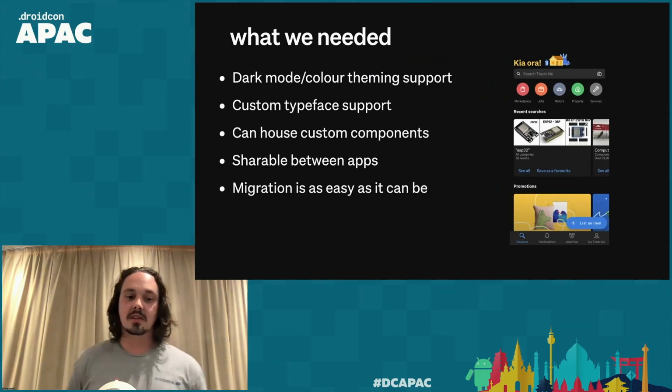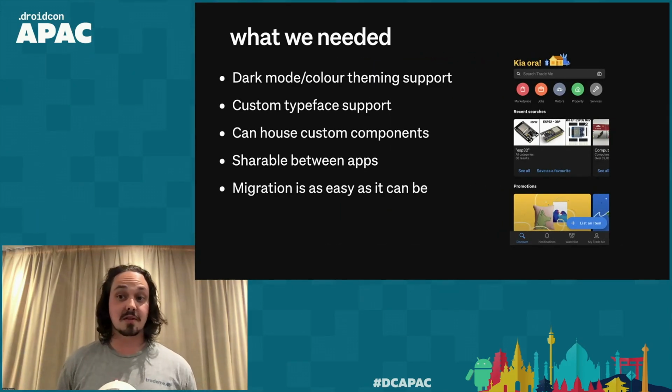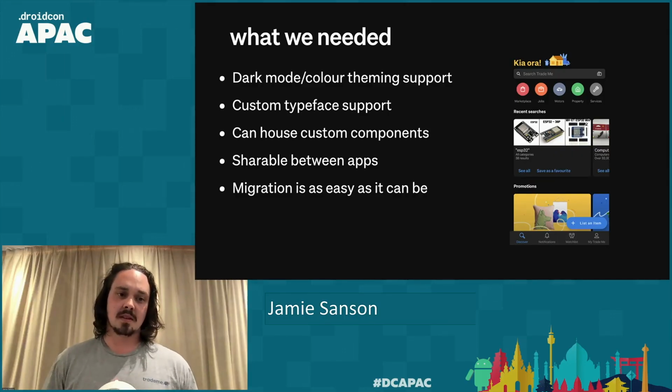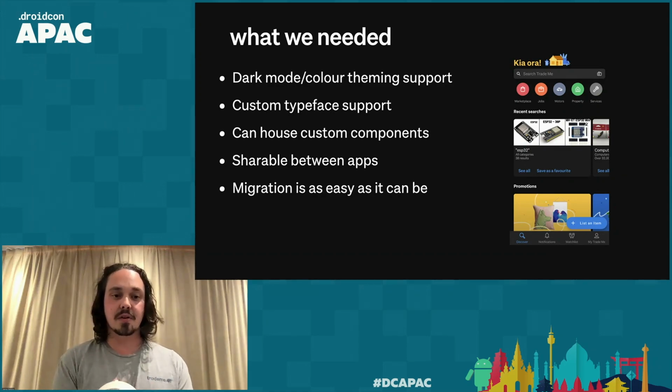From here, we got together a couple of developers, picked up those design vision mocks that we had to start with, keeping in mind what the design pattern library and style guides were kind of looking like at the time, and started to look at how we might implement this. And so we kind of came up with a few different requirements. We needed to build something that had dark mode and color theming support. We needed something that had custom typeface support. We needed something that could house custom components in case we were to build additional kind of views or widgets that we can share between our apps.